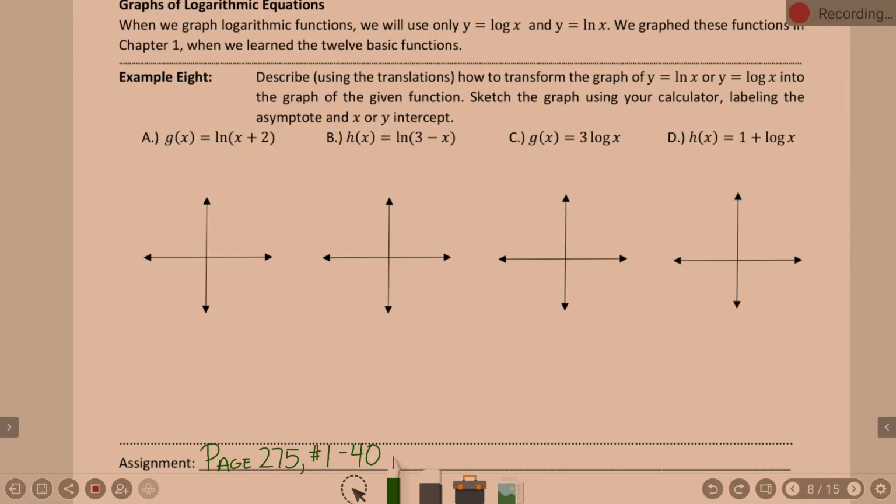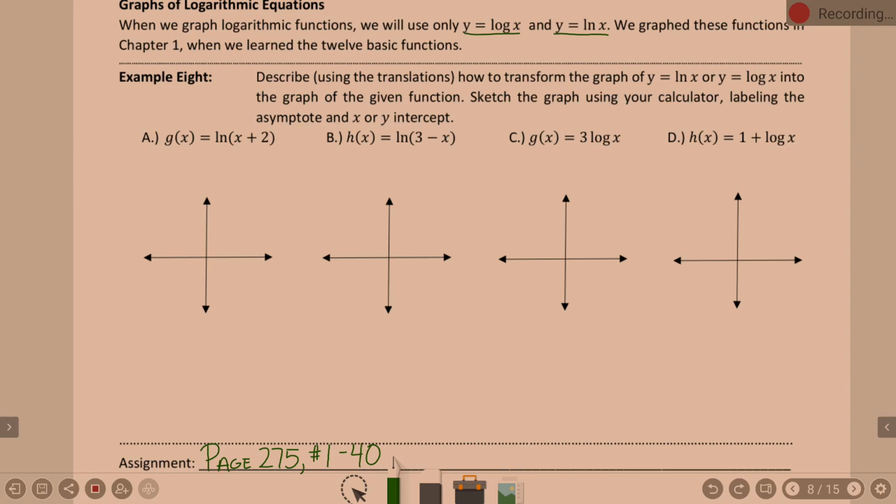With our graphs of logarithmic functions in lesson, what lesson is this again? 3.3. Sorry, I just don't know my lesson number. When we graph log functions, okay, you'll notice here, this says when we graph log functions, we're only going to use y equals log of x and y equals natural log of x. So we're only going to use our two basic logs, which is the log base 10, and remember natural log is log base e. Okay?